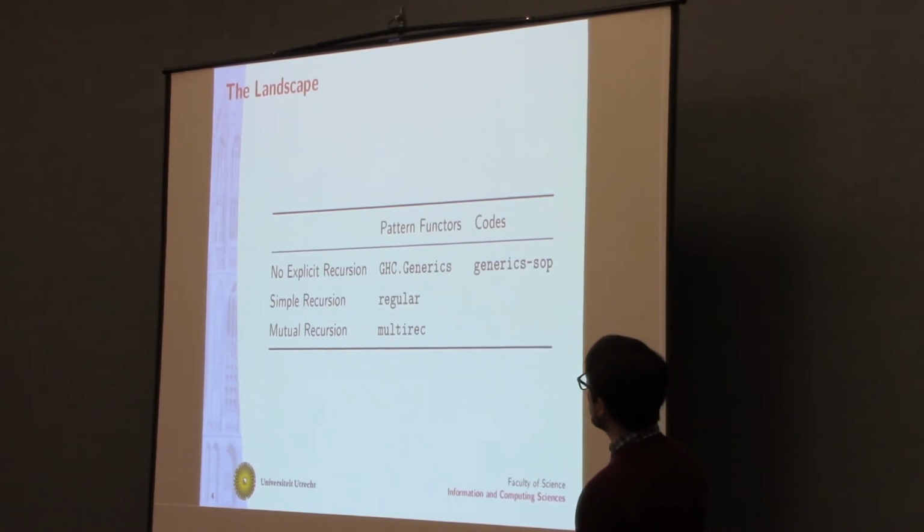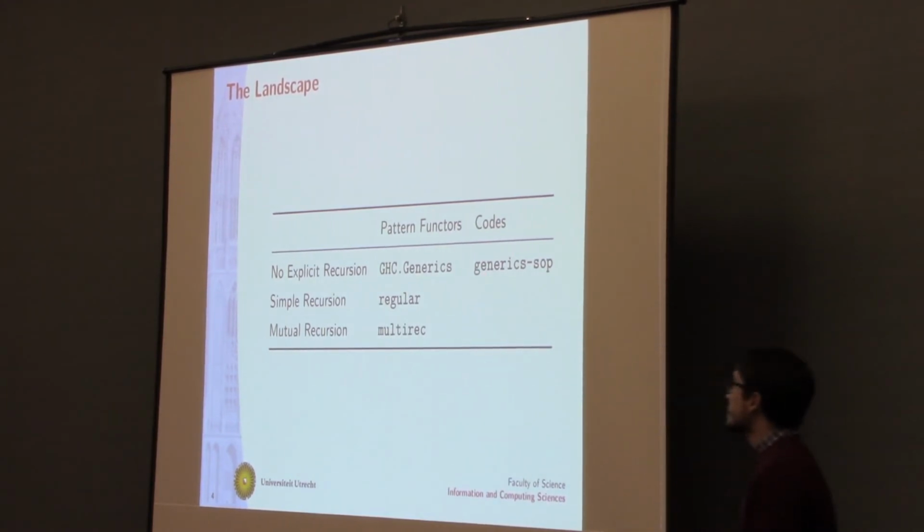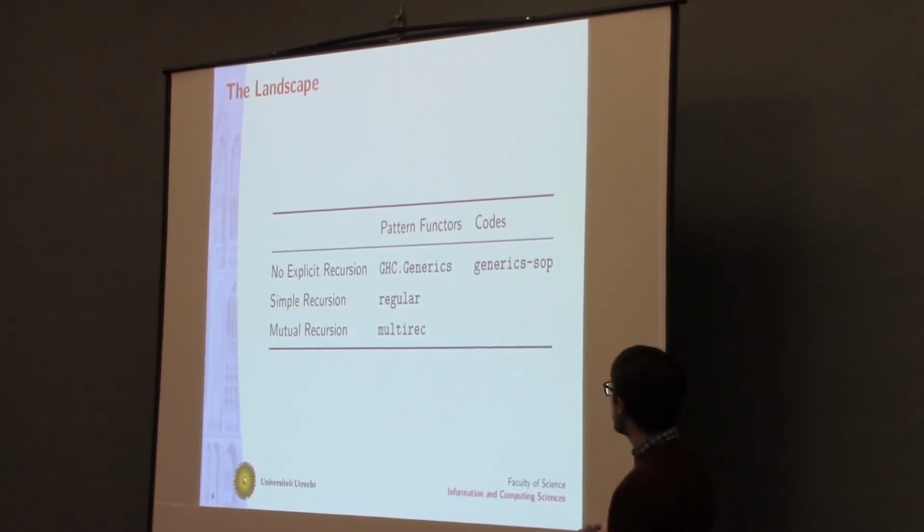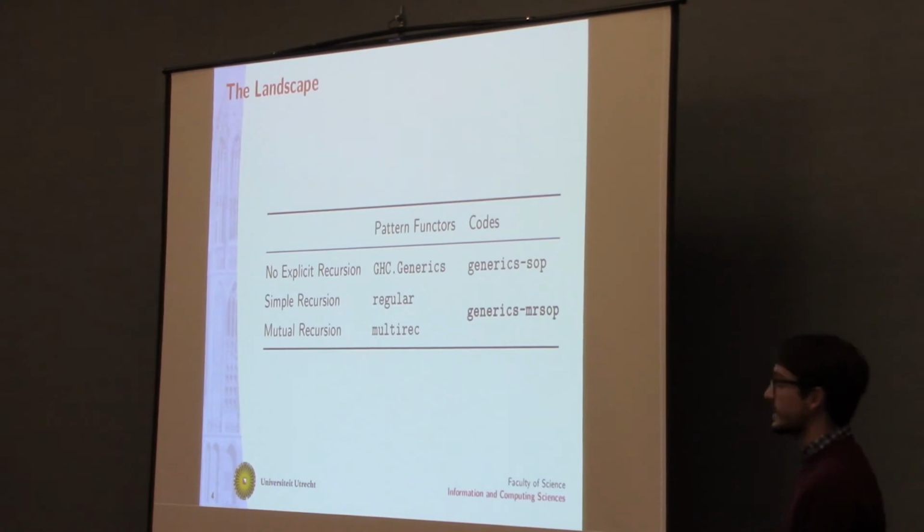But we do have pattern functors, which started with regular and then went to multirec, and now we all know GHC generics, and generics-sop came to solve the problem for codes. But there's a big blank space here in this column, which is exactly where we fit. And I like to call our library Mr. SOP.